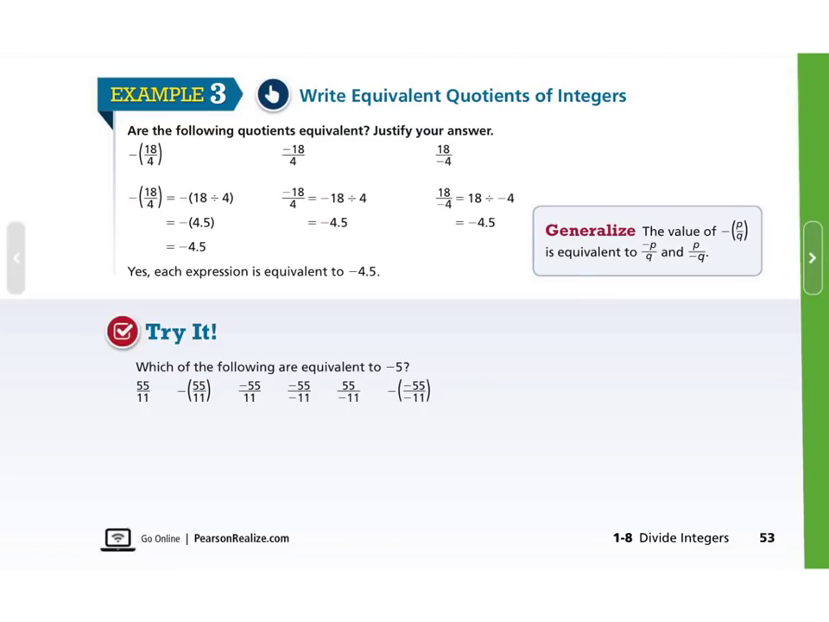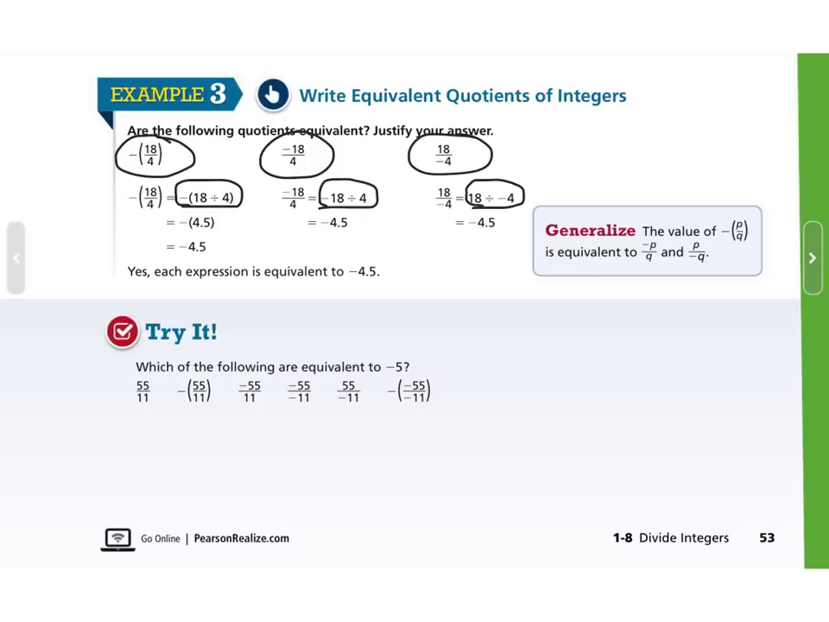Example 3, write equivalent quotients of integers. So the question here is to take a look at these three division problems, all in fraction form, and to determine if they are equivalent and to justify your answer. In each case, you can turn this into a division problem. And then your job is to determine if that answer is going to be a positive or a negative number.